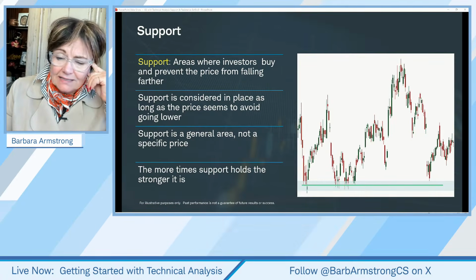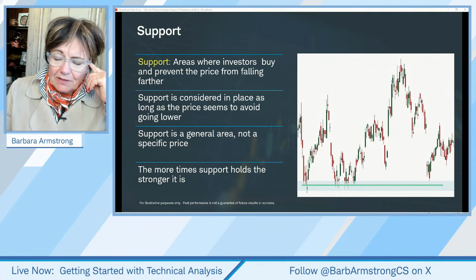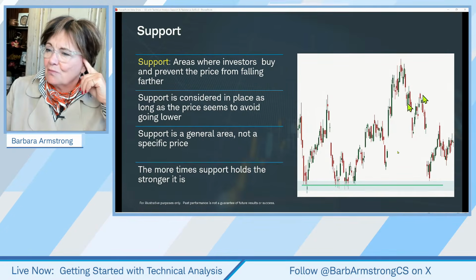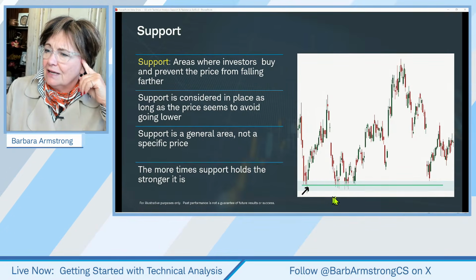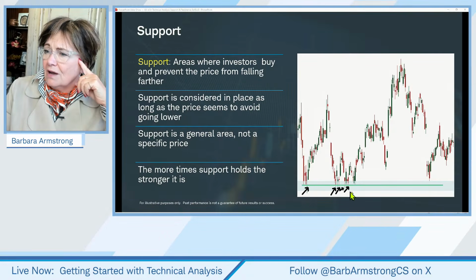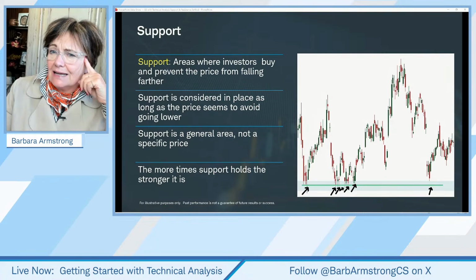not once, not twice. Just let me get my drawing tools. We're going to wake them up a bit. So it came down here, and support is not a finite number, it's a range, it's a general area. So it spent a whole week and a half here, and then came down and hit this again.